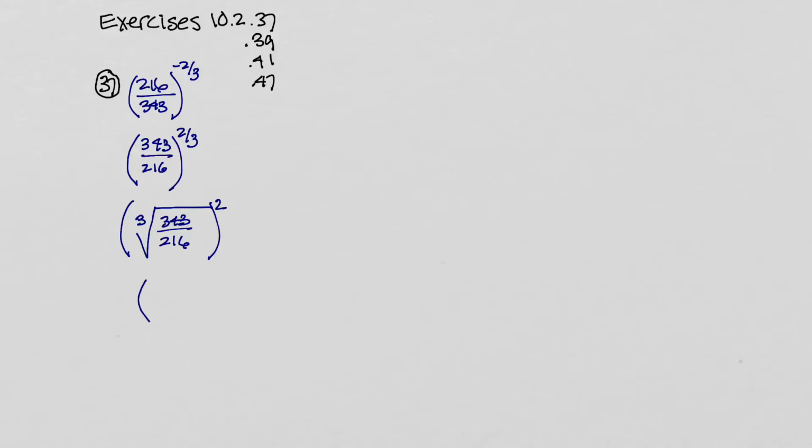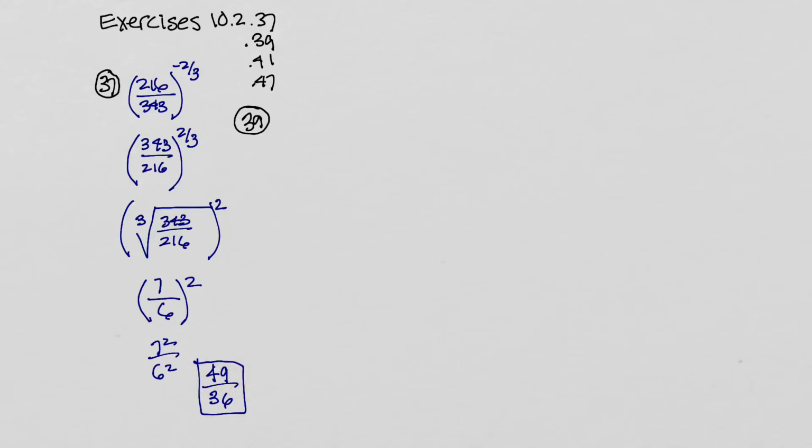Now, as it turns out, the cube root of 343 is 7. 7 times 7 times 7 is 343. And the cube root of 216 is 6. 6 cubed is 216. And this all gets squared. And if we square that, we'll square the 7, we'll square the 6. So we end up here with 49 over 36. So what we're saying now is that this expression here simplifies to this one.